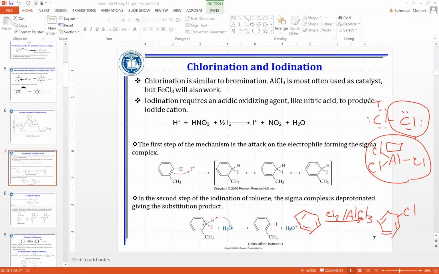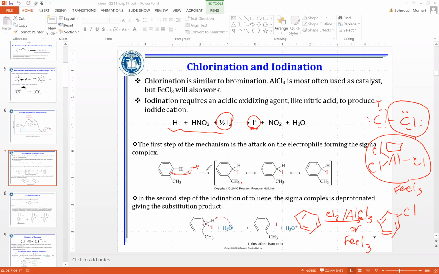So for chlorination, very similar to the bromination, you could use either aluminum chloride or FeCl3 as a catalyst. For iodination, they use iodine and a strong oxidizing acid, and the strong oxidizing acid can generate the I+. What we care about is the strong electrophile. That could be Cl+, Br+, or I+, and the reagents are what yield the formation of that strong electrophile. But after you have the strong electrophile, you see the steps after that are all the same, because the benzene ring is going to attack the I+, the sigma complex is forming, and with the sigma complex, you see just the movement of the electrons.